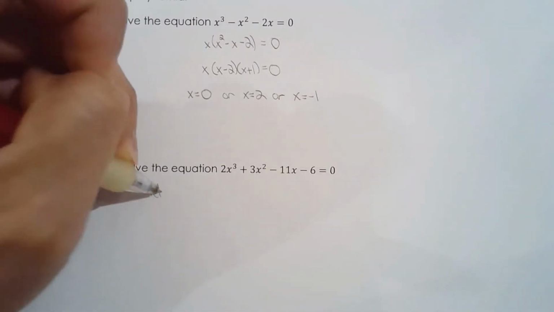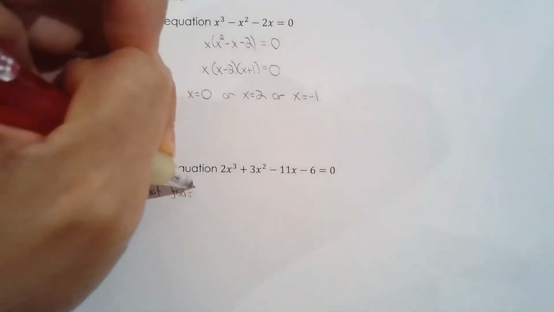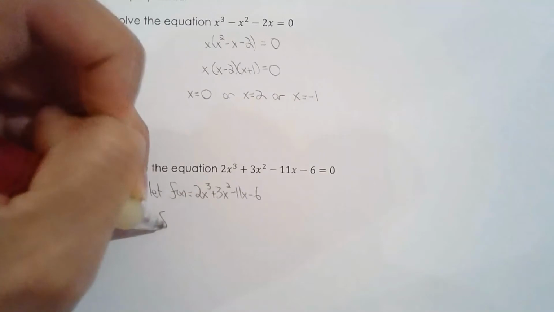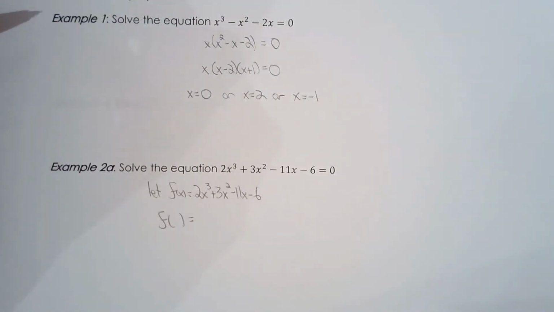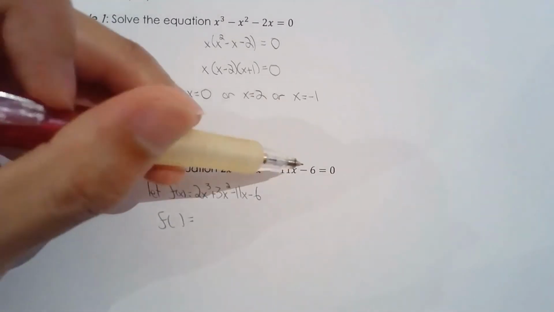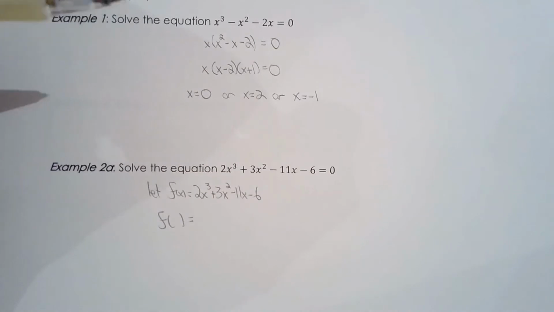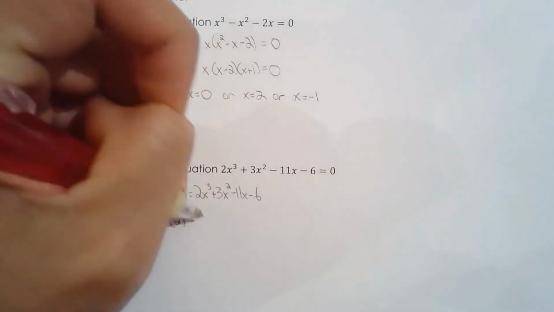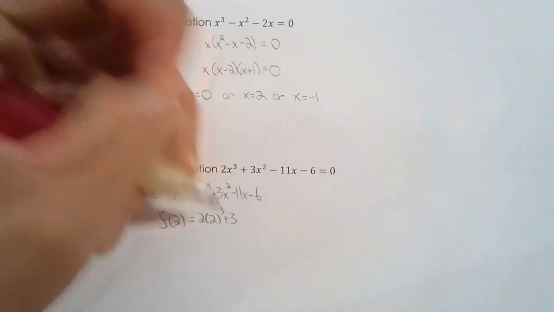So let f of x equal 2x cubed plus 3x squared minus 11x minus 6. So f of what is going to give me 0? Because I really want to find one of those factors. I see 2 and 3, that's 5 and 6. So negative 1. Let's see if negative 1 works. No, negative 1 doesn't work, nor does 1 work. So you know what? I see that 2 actually works out beautifully. 2 works out.